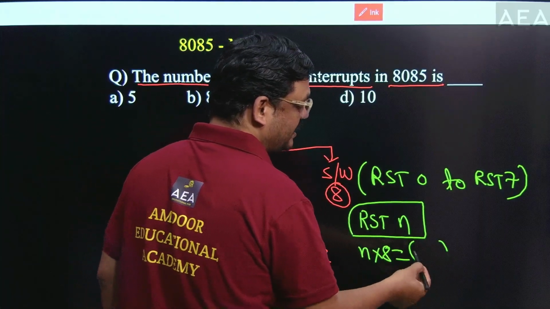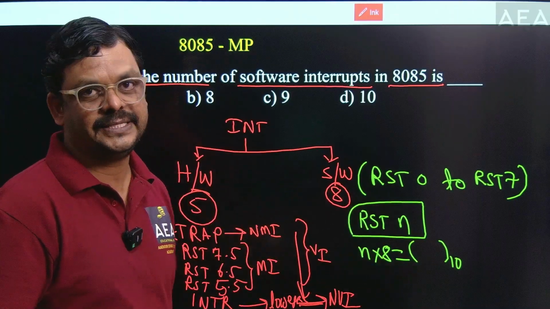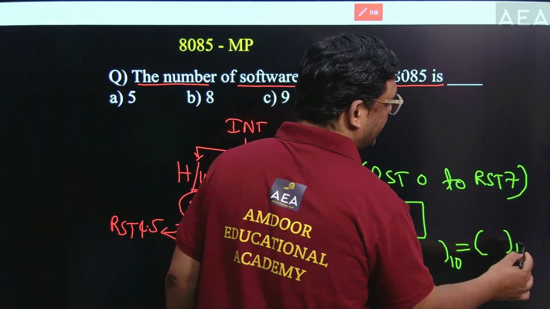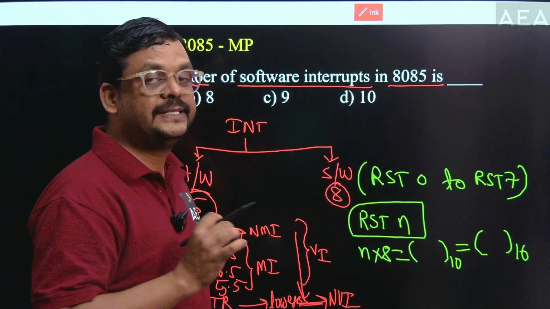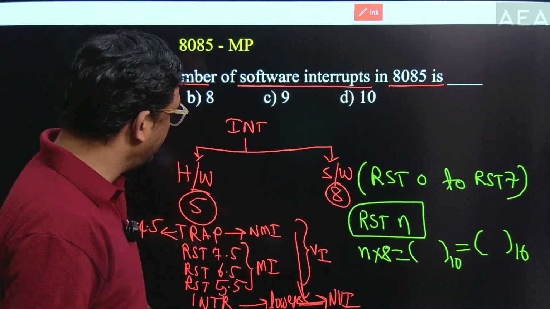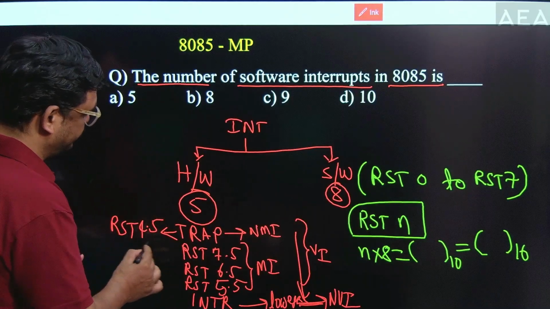Now it gives the result some number. That number is defined in terms of decimal. That's why I wrote the base 10. Later we have to convert this decimal number into a hexadecimal number. Then it gives the exact address location of that particular interrupt. For easy understanding purpose, I am taking one example. Let us take this trap 4.5.